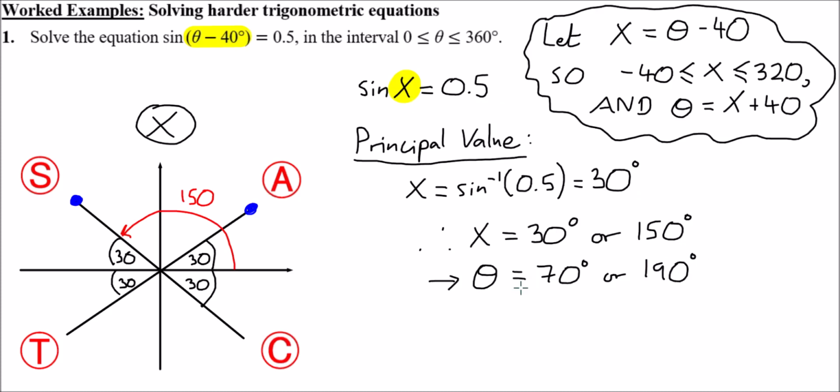And before you finish, just make sure these are all the values in the range. We want theta to be between 0 and 360. And so these will repeat in intervals of 360. So 70 plus 360 and this plus 360 will be too big. Likewise, anything else, if we subtract 360 from these, will be too small. And so that's all the values there are to find.